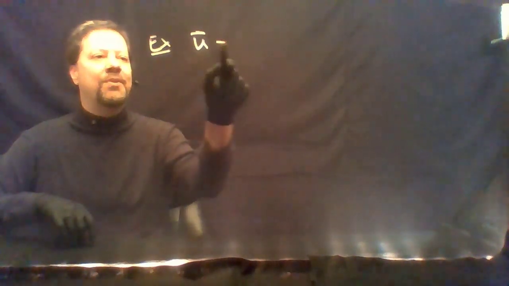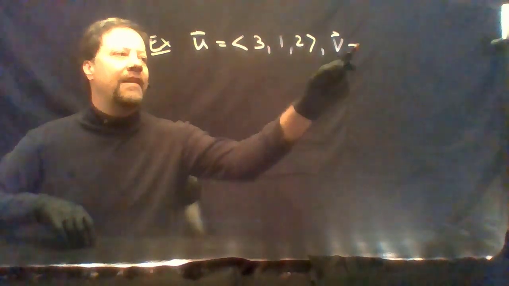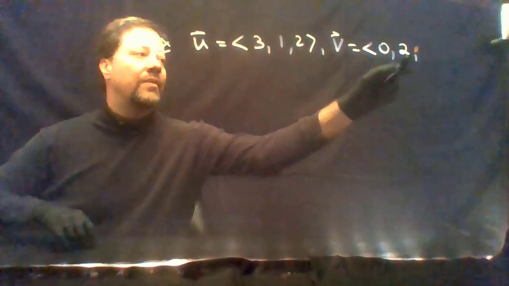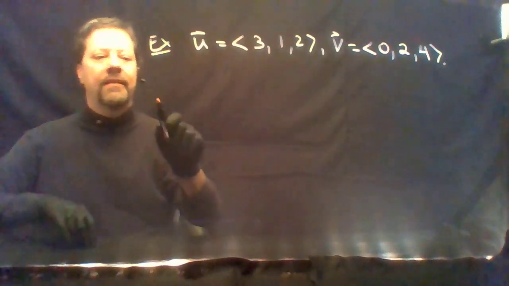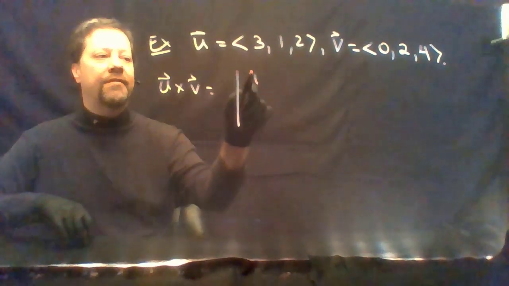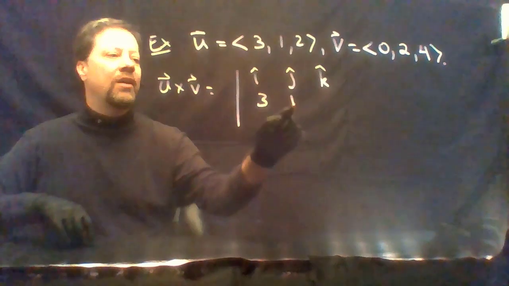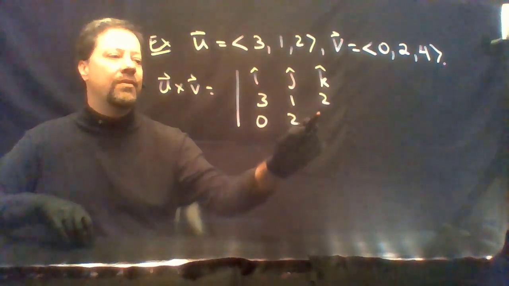I want to go back and show you how to calculate a cross product without having to write as much as we just did. But you're going to have to pay attention to the hand waving that goes on. So in this case, let's suppose u is 3, 1, 2, and v is 0, 2, 4. Then u cross v will be the determinant of the 3 by 3 matrix i, j, k, 3, 1, 2, 0, 2, 4.